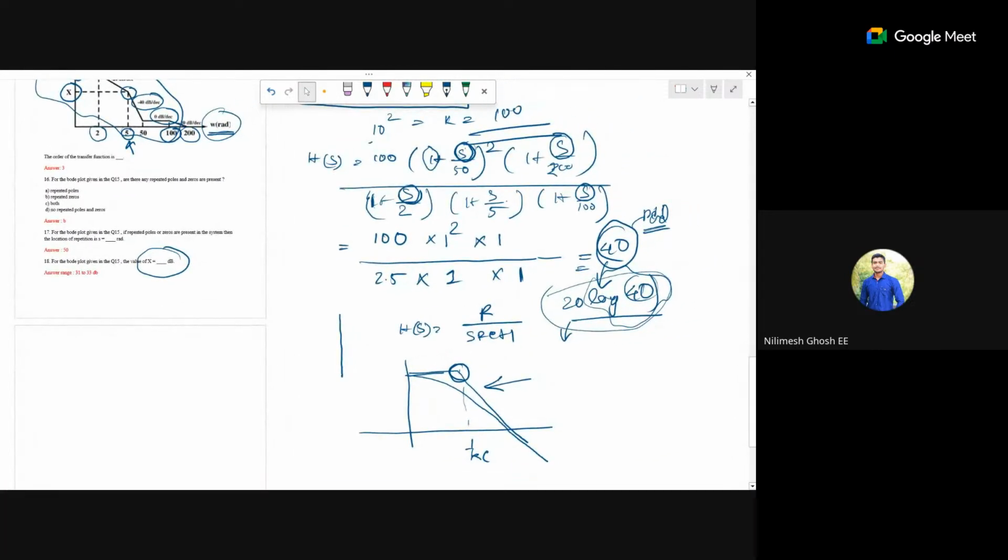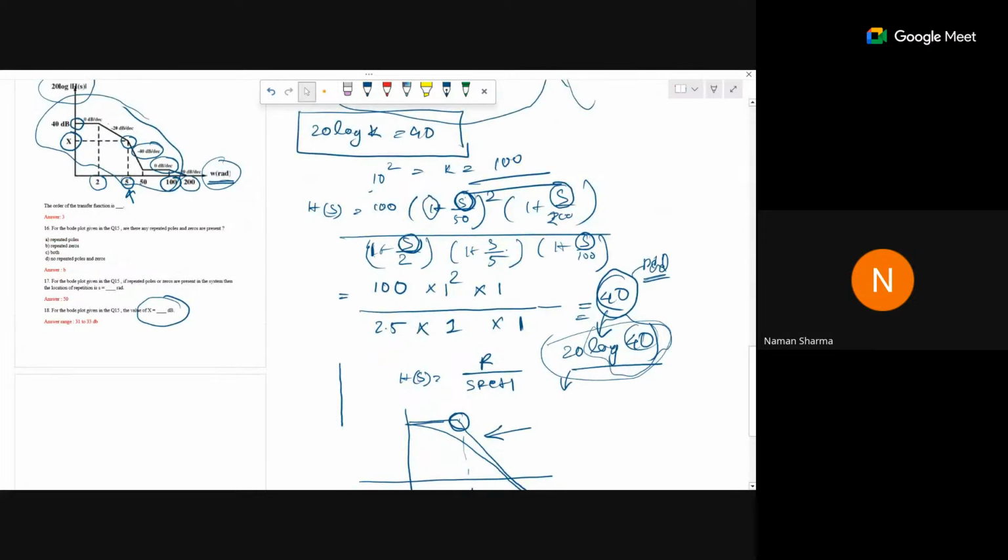Do you have any doubt in this question? Anyone? No, sir, but a small doubt. Can you scroll up? In this screen, 100 into 1 plus s by 50 whole square into 1 plus s by 200. Why is it not whole square? Why is it only the single term? Because what is the change in slope? Sir, the change in slope is minus 20.